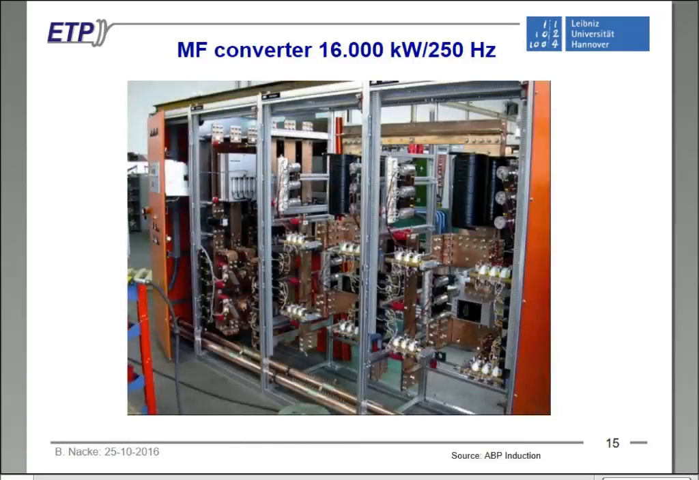Here's only a picture of a modern converter. It's a 16 megawatt converter, 250 hertz, applied for induction melting applications. And this is still using thyristors. At these frequencies, thyristors still have advantages compared to IGBTs, for example.